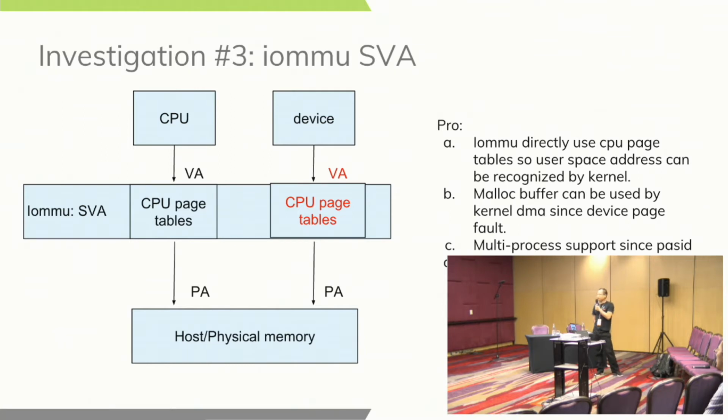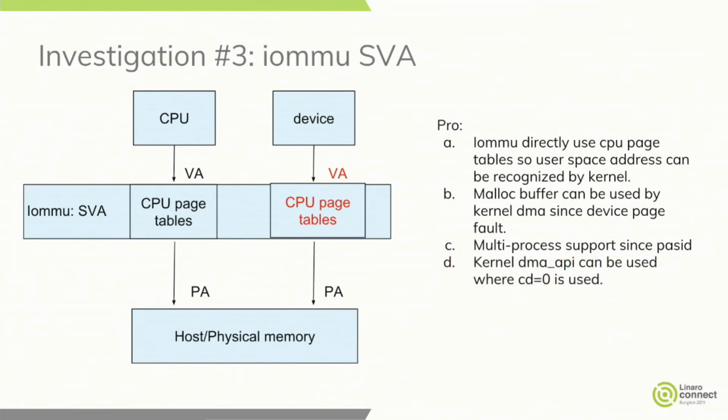The SVA feature is very cool. It just copies the page table from the MMU. So although they are the SMMU and the MMU, they share the same page table, so they can recognize each other. What's more important, it supports device page faults. So the user can directly malloc a buffer and then directly use this buffer with the device.